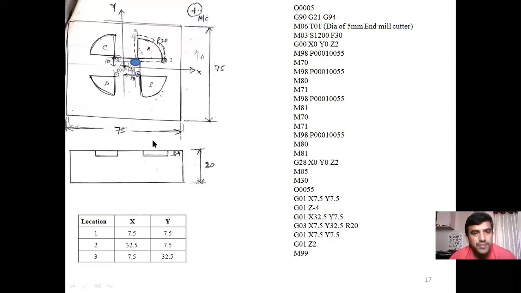Now see this, the first, second, and third locations. Move the cutter from the horizon to the first location. What is the coordinate for the first location? The x value is 7.5, y is 7.5.